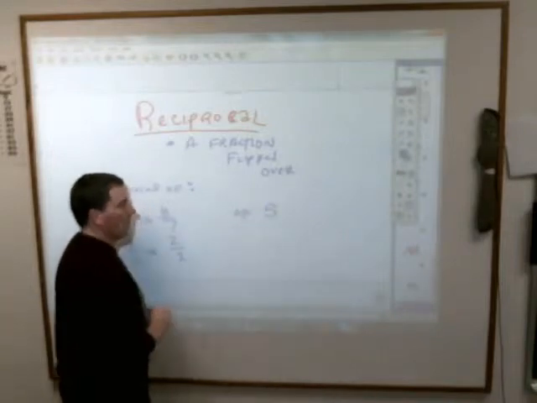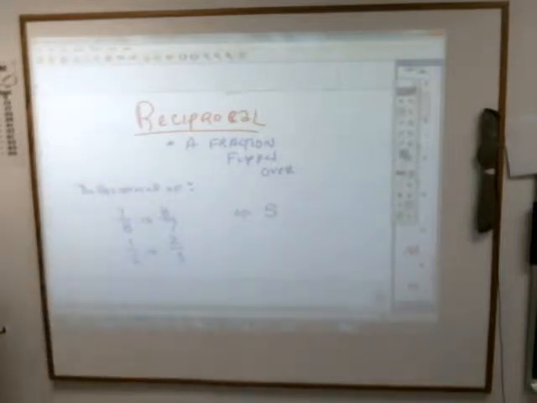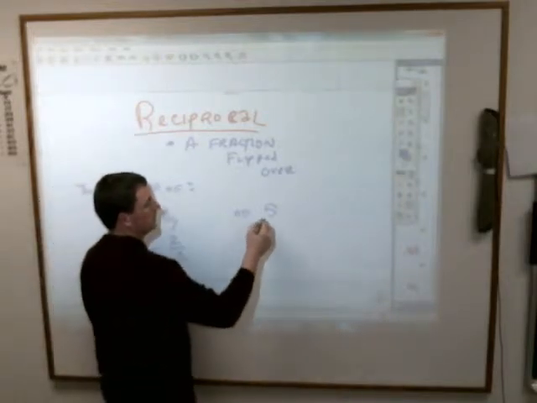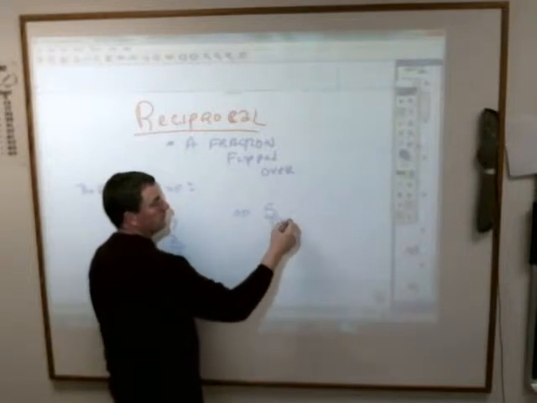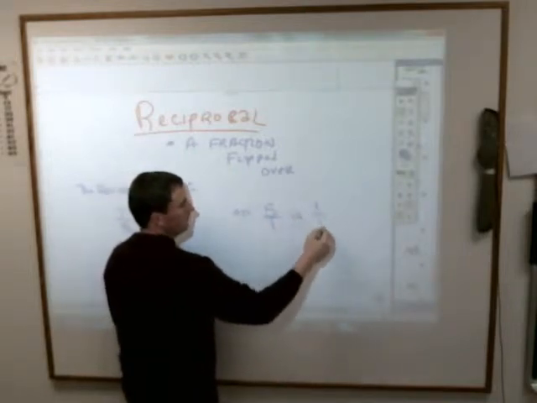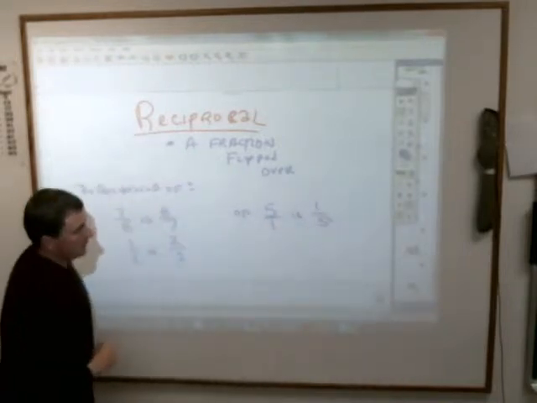The reciprocal of 5. What would be the reciprocal of 5? Now 5 isn't a fraction, but you can make it a fraction, Alex, by, okay, you put 5/1 and then flip it over, it would be 1/5.